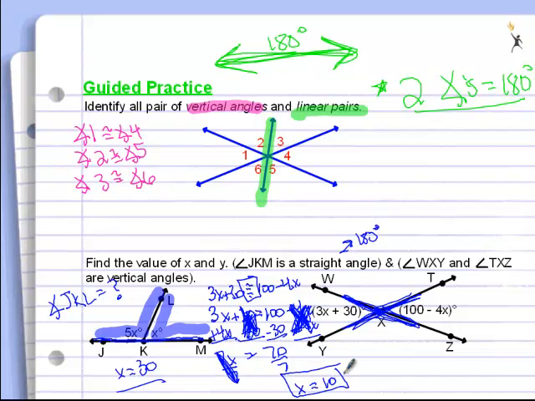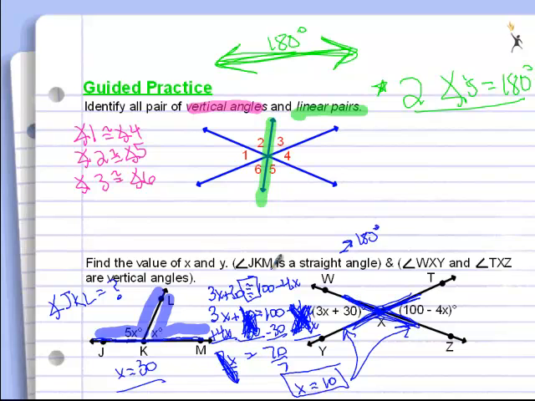We are done. Now remember, we're only done as long as the directions tell us to just solve for the value of x. If they ask for angle WXY or angle TXZ, we would have to plug in the x into those problems and find out what exactly they equal. But they didn't, so not a big deal.